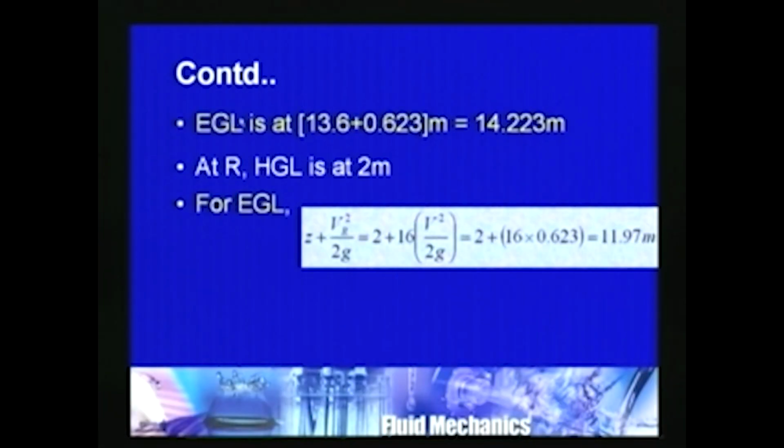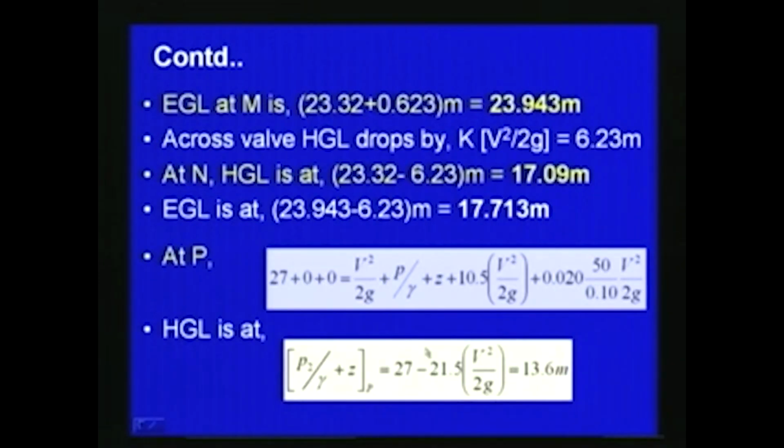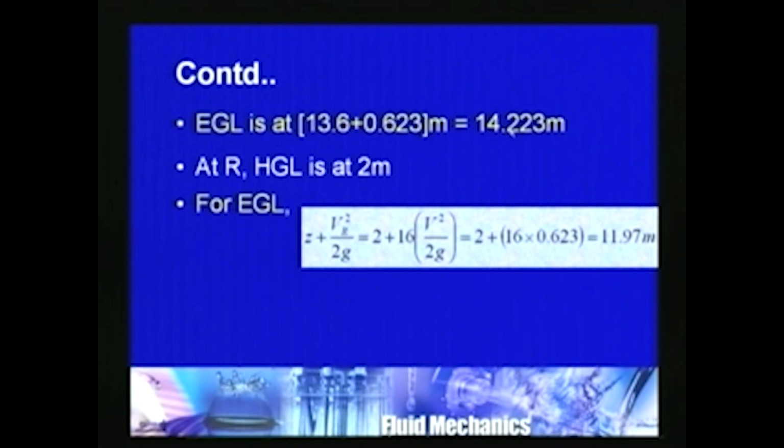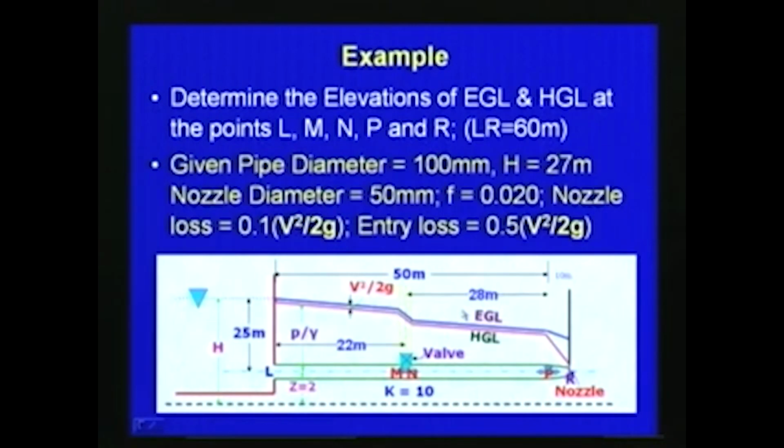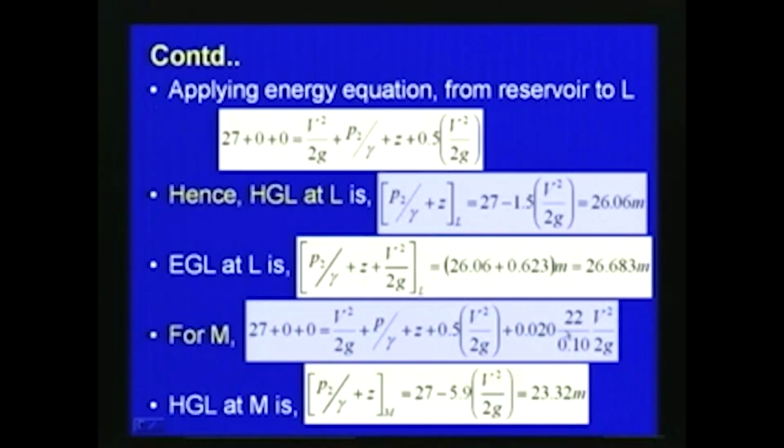Similarly, for the EGL, the energy gradient line, we add the velocity head of 0.623 to the 13.6 obtained from here, which will be 14.223 meter. And at R, that means the exit, HGL is at 2 meter, which is only Z, and EGL is Z plus VR square by 2G. VR square by 2G is 16 V square by 2G, plus 2, so that will be 11.97 meter. So, this we can plot like this. Here the red line shows the HGL and the blue line shows the EGL for this problem.